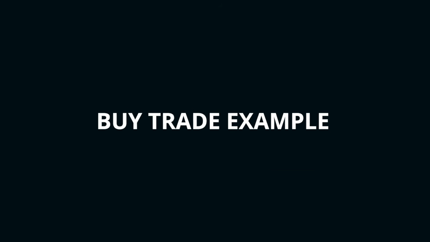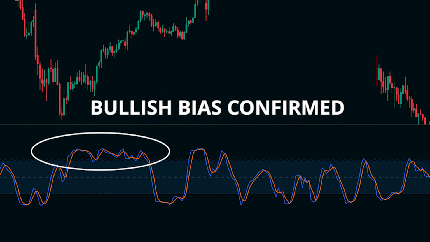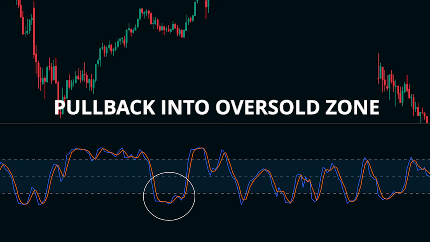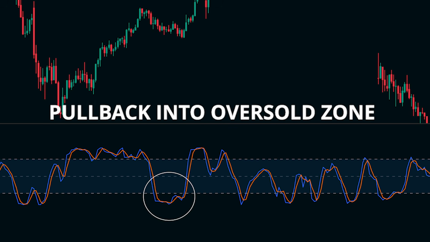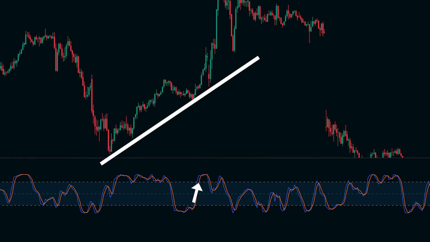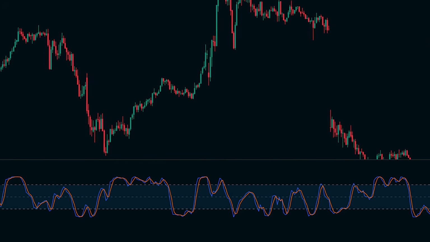Here is a buy trade example. The session uptrend is confirmed. Stochastic RSI has been consistently making moves above 50. Price pulls back and stochastic RSI drops into the oversold zone, with both %K and %D falling below 20. At the same time, price is pulling back to a support level from the previous session. We now have confluence. Two separate reasons for price to hold at this level.